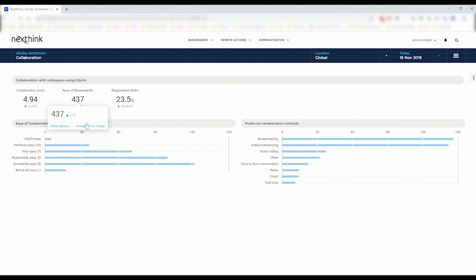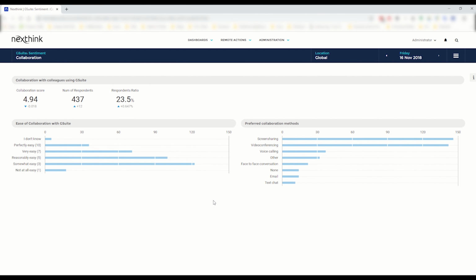We can also ask them, what are they using it for? So go to the user and say, how are you collaborating with colleagues on G Suite? And here, as we can see, we're doing really well when it comes to screen sharing and video conferencing. However, our text chat value is very low, with only 11 users saying that they are preferring to use this mechanism.